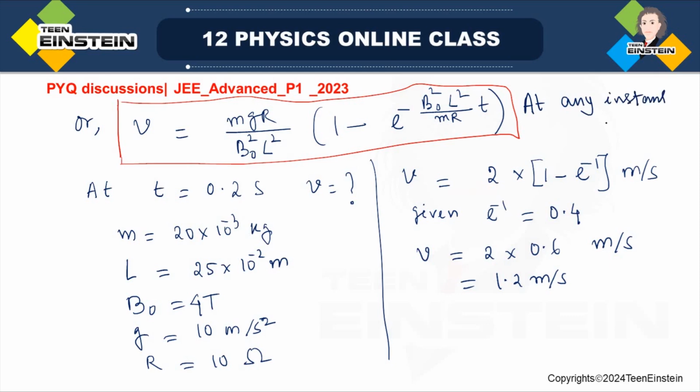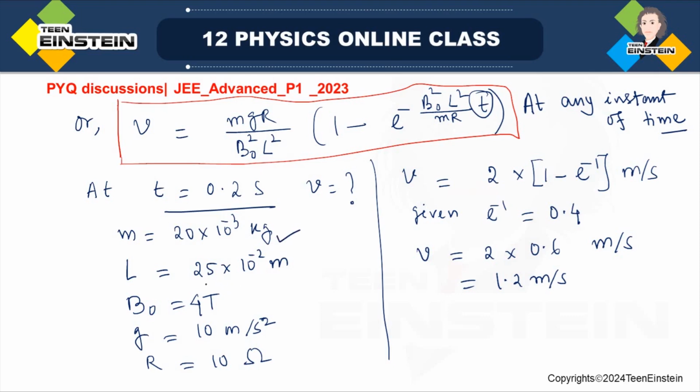At any instant of time, as long as the magnetic force is not becoming equal to the weight of the rod. Okay, now we have been asked to find the EMF at t equal to 0.2 second. So I'll put this time over here at 0.2 second, and all these parameters are given. m is given as 20 grams, so 20 into 10 to the power minus 3 kg.